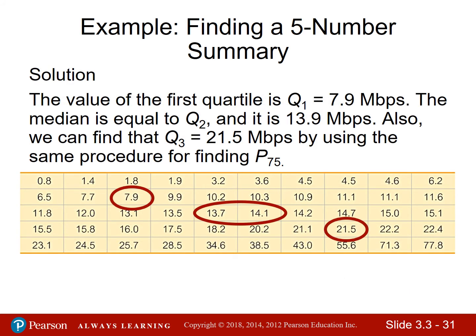Find next Q1. Q1 is 7.9. It's 25% of data. There are ways to find it. You can use the L formula again, right? L, the location, equals K over N times 100. So for Q1, your K will be 25. So 25 divided by N times 100, and we have 50 data values, so 25 divided by 50 times 100.